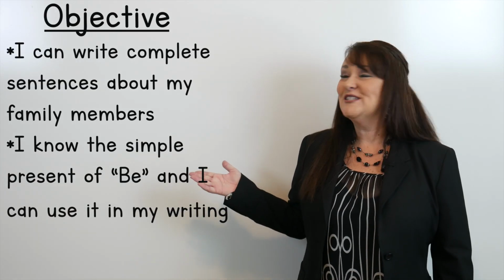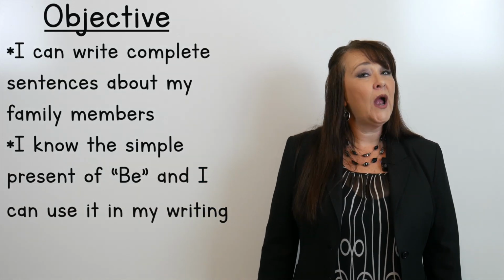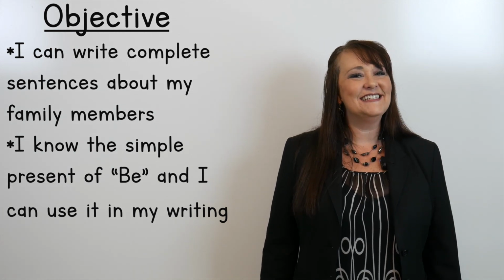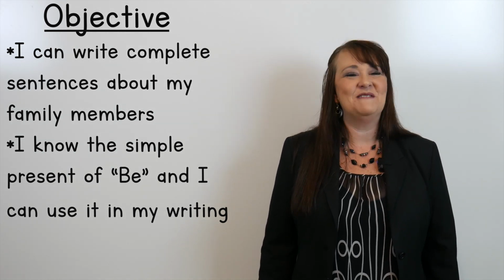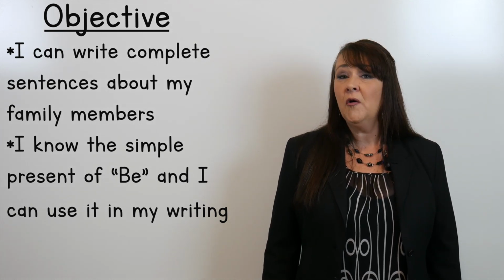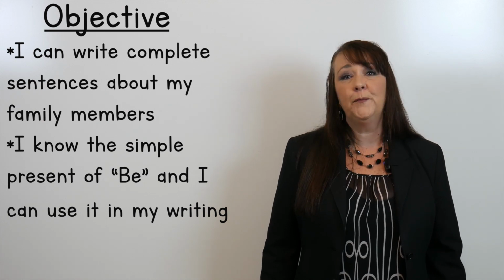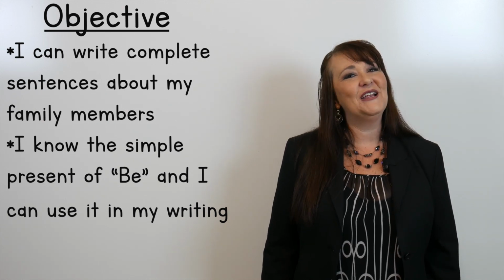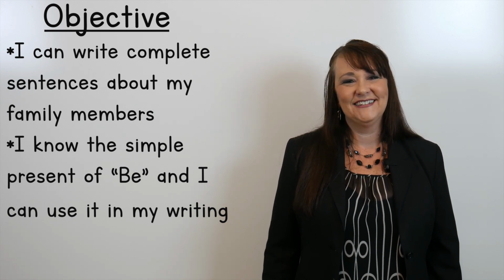Today is the last lesson, lesson 5, in a series about family. Today's lesson is going to focus on writing. Well, let's go ahead and look at the objectives. The first objective says, I can write complete sentences about my family members. The next objective says, I know the simple present of be and I can use it in my writing.